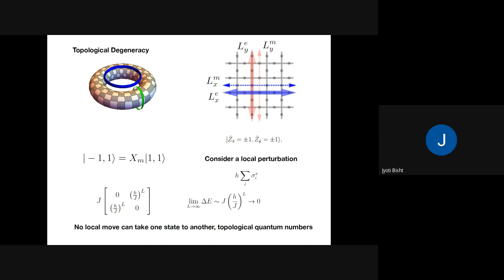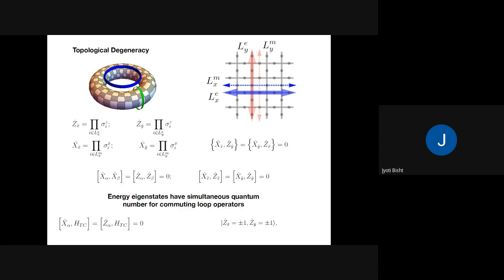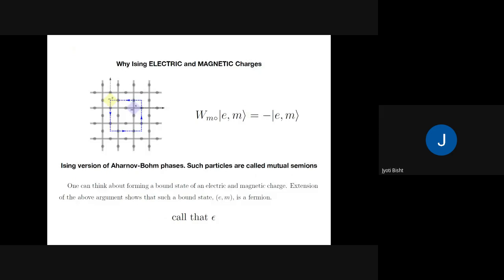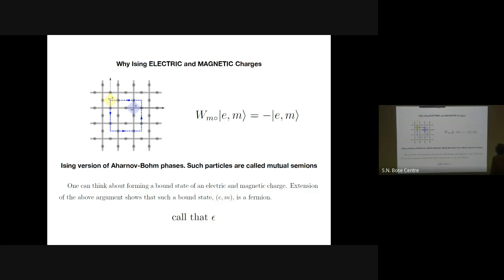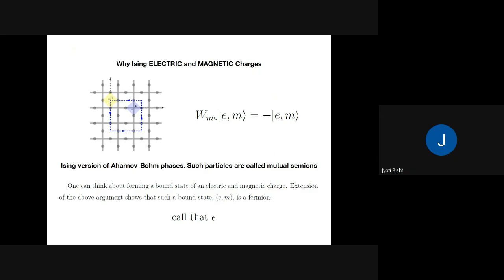Sir, when you move the magnetic charge around the electric charge, does the direction matter, whether you are going clockwise or anti-clockwise around it? No, no. It doesn't matter because the sigma x operators, you can write them in this direction, and if you reverse their ordering, since they commute with each other, the direction doesn't matter. Okay, thank you, sir.